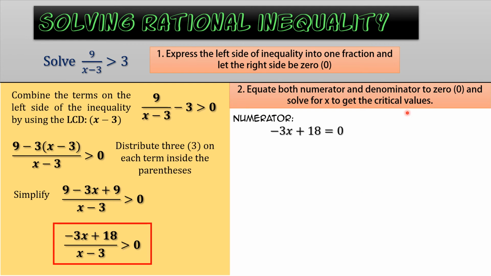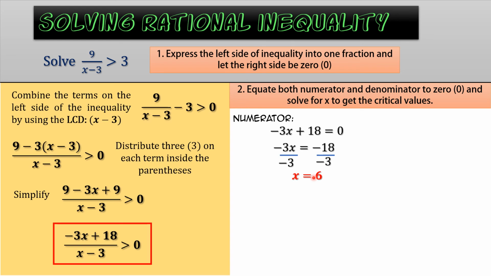For the numerator, we have negative 3x plus 18 equal to 0. To solve for x, we transfer 18 to the other side. It will give us negative 3x equals negative 18. Then we divide both sides by negative 3. Why negative 3? Because that is the number beside the variable x. Negative 3 divided by negative 3 is positive 1. Negative 18 divided by negative 3 is positive 6. So x is equal to 6.